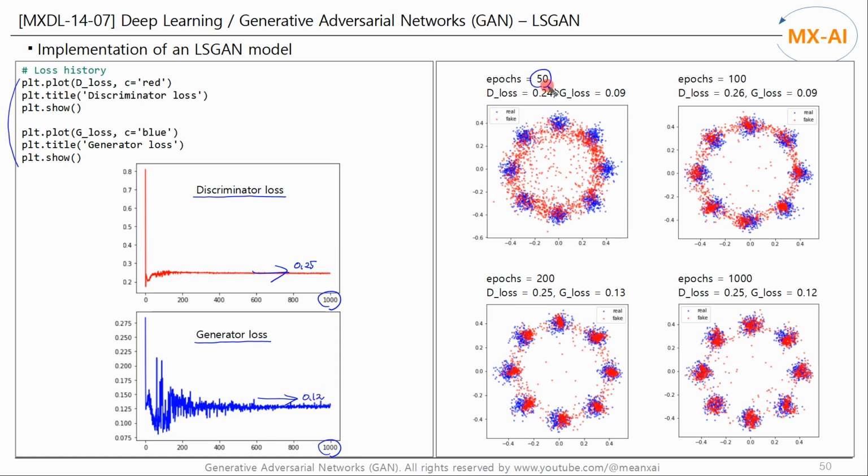After 50 epochs, the distribution of fake data is as follows. The red dots are fake data G(Z) generated by the generator, and the blue dots are real data X. After 100 epochs, the distribution of fake data is as follows. The fake data is now a little closer to the real data. After 200 iterations, the fake data became slightly more similar to the real data. After 1,000 repetitions, the fake data became very similar to the real data.